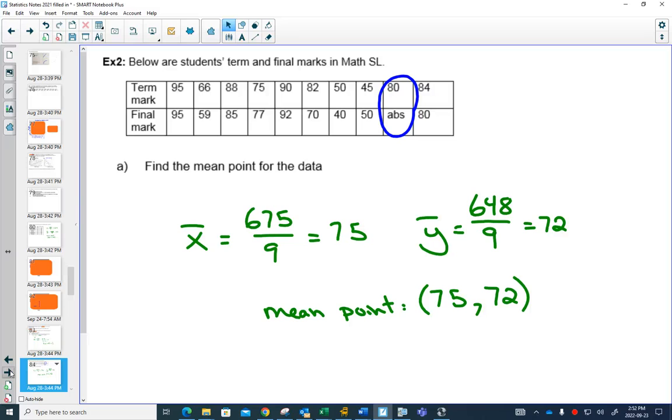Here is a good hypothetical situation. A bunch of students had term marks in this class, and then they wrote a final exam in this class, and this was the final marks of the student.